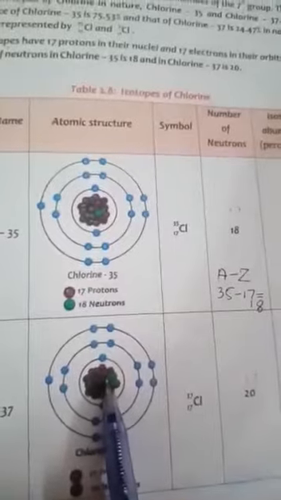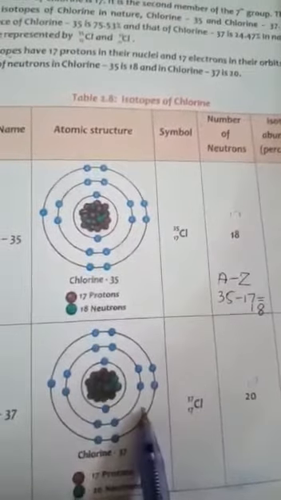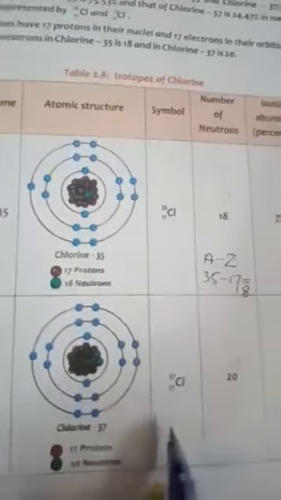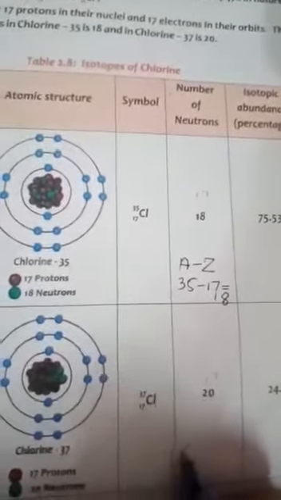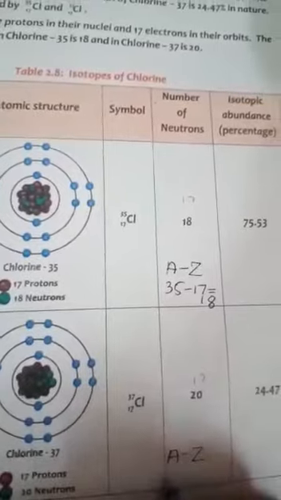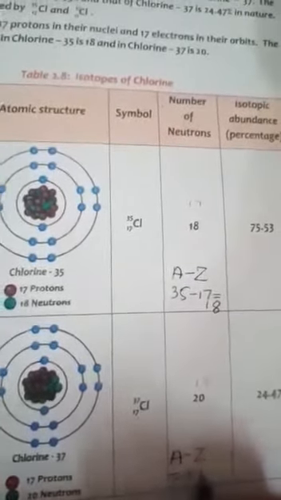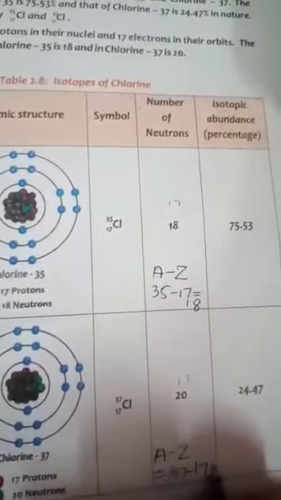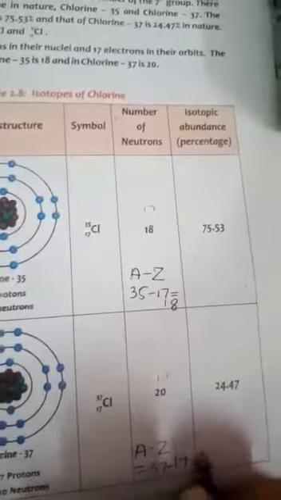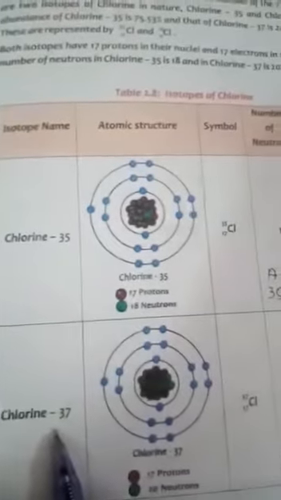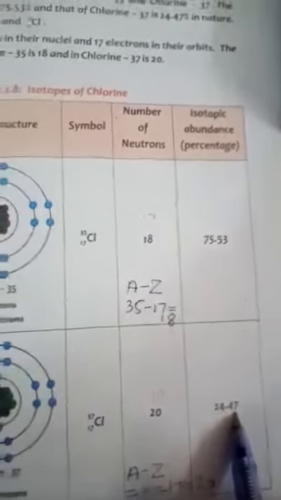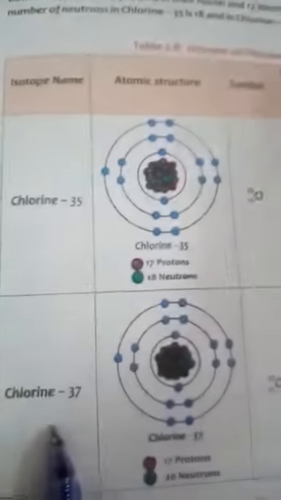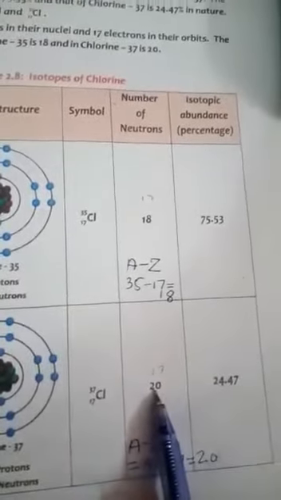Chlorine 37. Now over here again there are 17 protons, 17 electrons, but neutron number is different. So chlorine atomic number is 17, mass number is 37. So how to find out the number of neutrons? Atomic mass minus atomic number. 37 minus 17 equals what? 20. So there are 20 neutrons in chlorine 37, and the isotopic abundance percentage is 24.47. So we say that chlorine 35 has 18 neutrons and chlorine 37 has 20 neutrons.